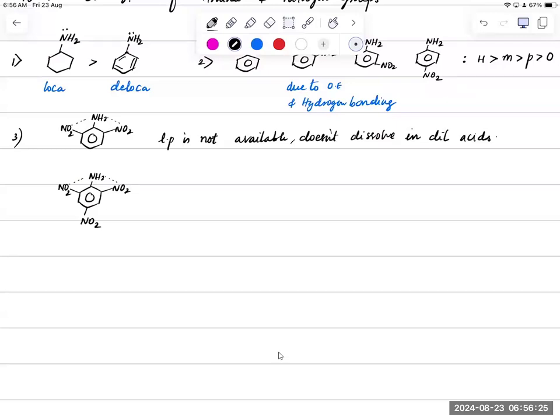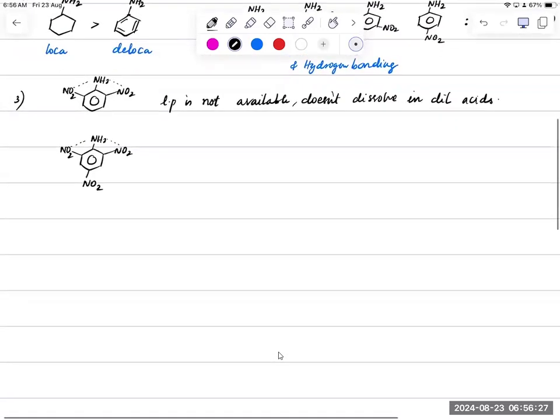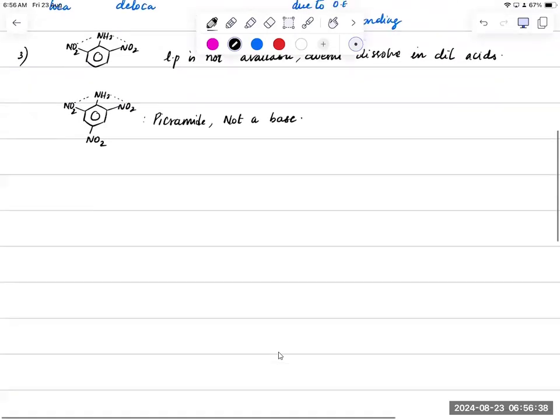Okay. See, this is called picramide, and not a base. You can imagine how strongly the hydrogen bonding will influence. Next case is SIR effect.